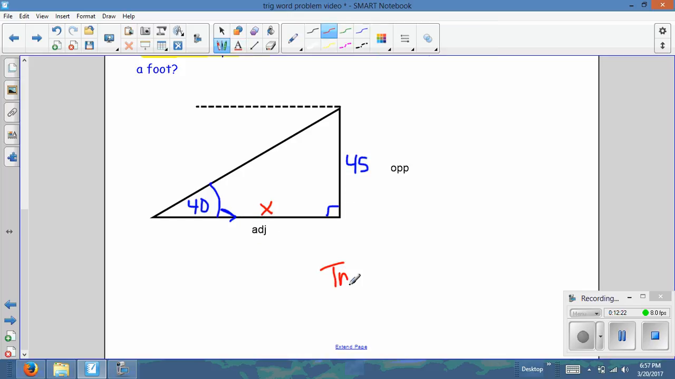So tan 40, and looks like this is our first word problem where the variable will be on the bottom of our fraction. So I'm going to push pause and do the math. I hope you push pause this time and try it yourself.